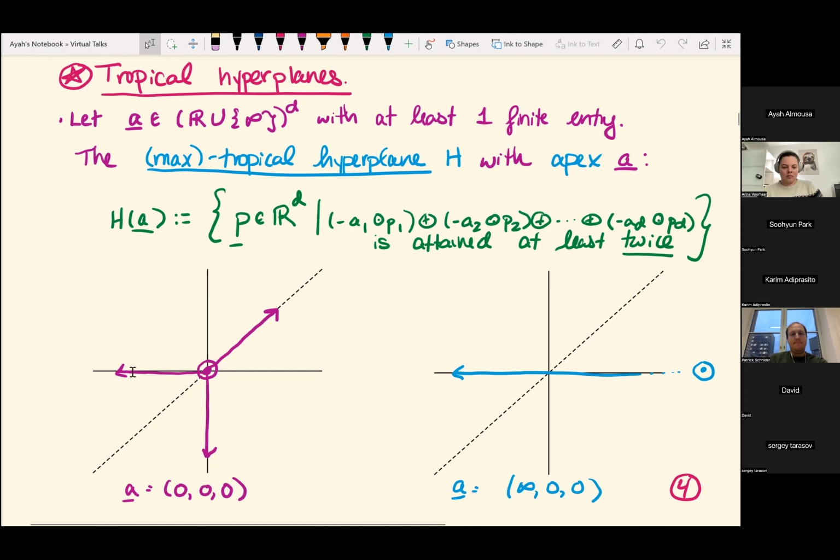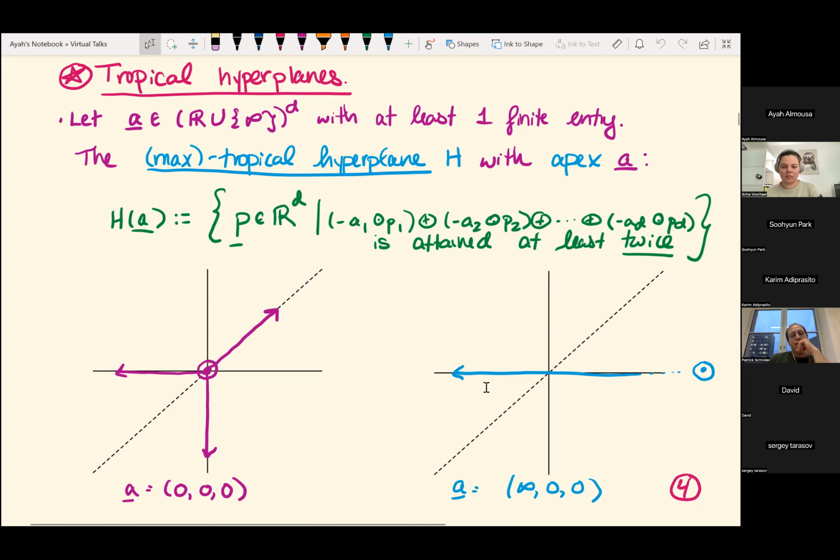So I get this ray going in this direction. Remember that I'm modding out by this lineality space, so this accounts for any spot where y and z are equal and x is less than them. Let's say this is the negative z direction, then the max would be achieved twice by x and y, because z is negative, and then this would be the negative y, so x and z attain the max twice. This is why our hyperplanes look like this.